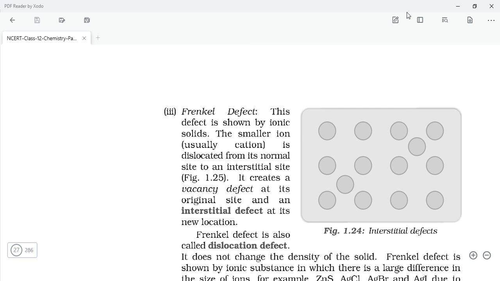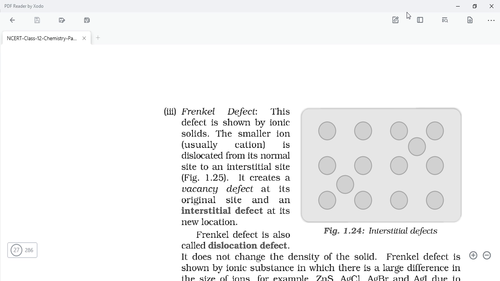First, Frenkel defect. This defect is shown by ionic solids. The smaller ion, usually the cation, is dislocated from its normal site to an interstitial site. It creates a vacancy defect at its original site and an interstitial defect at its new location. Usually, the cation moves because it is smaller in size.